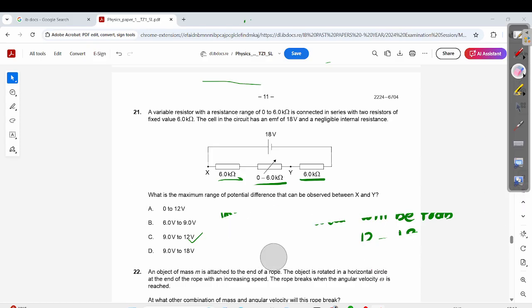I think the R total is clear for you. We have the three resistances, 6 kilo ohm, 6 kilo ohm, and 0 to 6 kilo ohm. So the range will be 6 plus 6 plus 0, that is 12 kilo ohm, to 6 plus 6 plus 6, 18 kilo ohm. These are the minimum and maximum resistance available. We need to find the maximum potential difference that can be observed between X and Y.